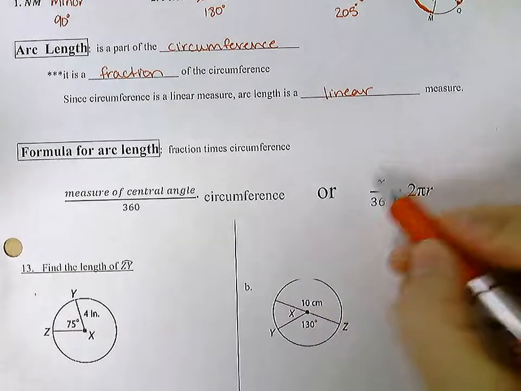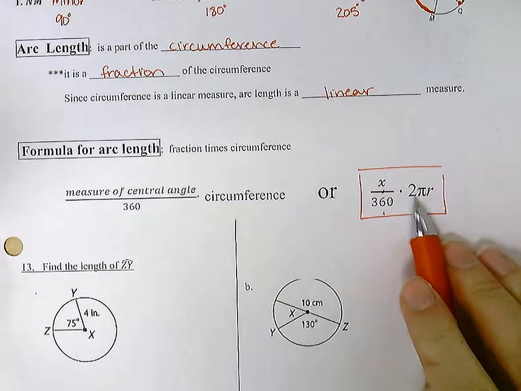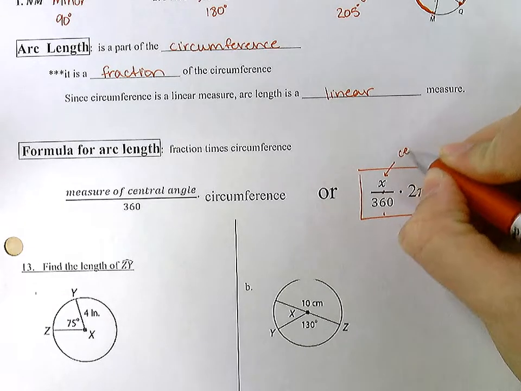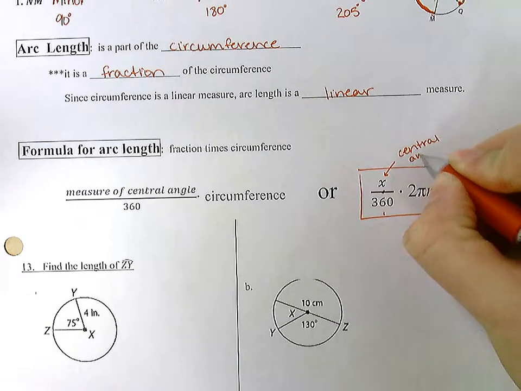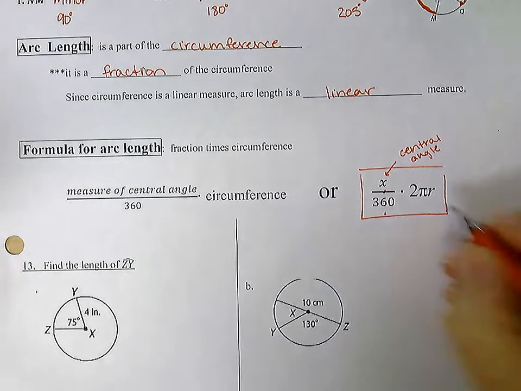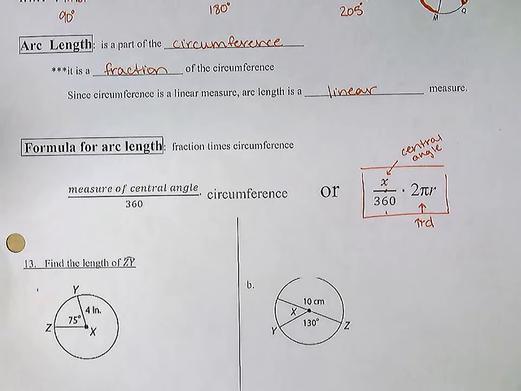And then we're multiplying by the circumference, okay? Or you can think about it as this right here. So we have x over 360 times 2 pi r. Okay, this x is your central angle. Okay, and 2 pi r is your circumference. Now, instead of 2 pi r, you could also say it's pi times diameter. Okay? So if you're given the diameter and you don't want to divide by 2 to find the radius and then multiply 2 back in, you could also say this right here is pi times the diameter. Okay?